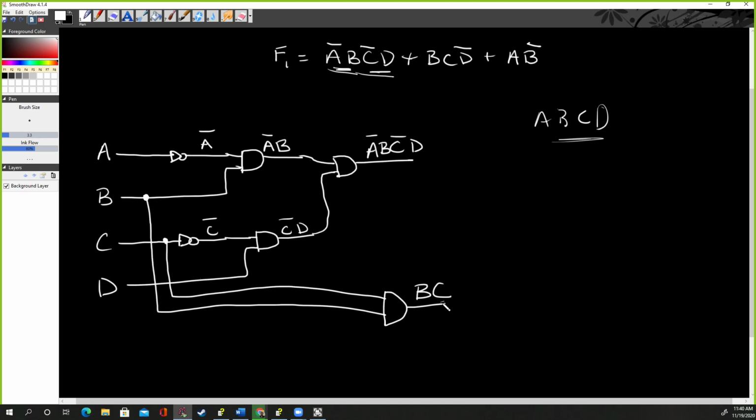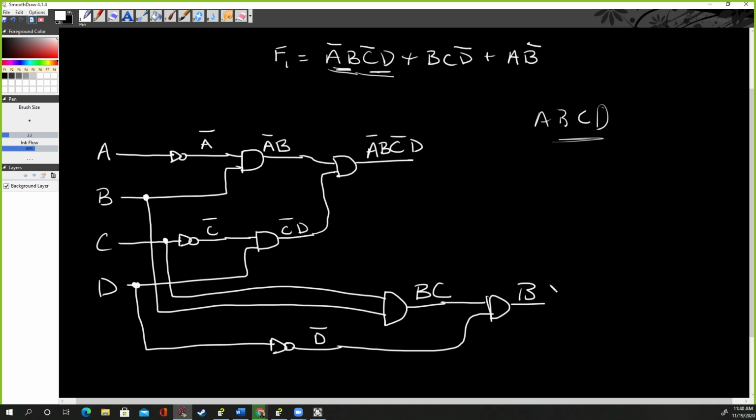That's it. Okay. And then I need the not D, which I don't have yet, so I'm going to go ahead and poke it here, and then run a wire, and then put the inverter. Now it's not D. And now when I AND these together with an AND gate, it's B and C right here with the not D. Okay, so done.